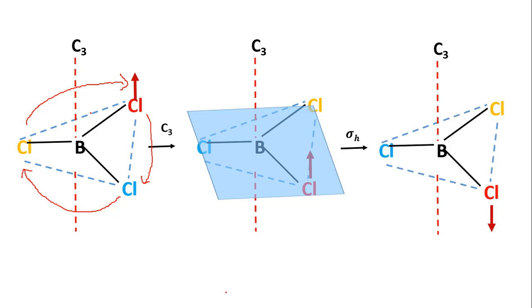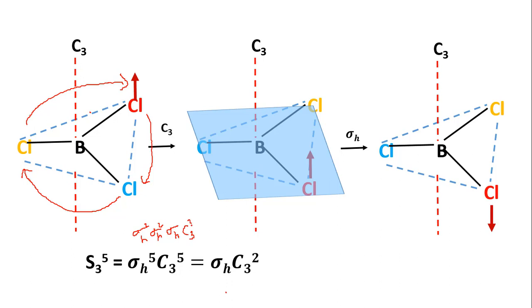Now we have performed S3 5 times. S3 5 times will be something like this. This is S3 power 5. This is sigma h square into sigma h square into sigma h.